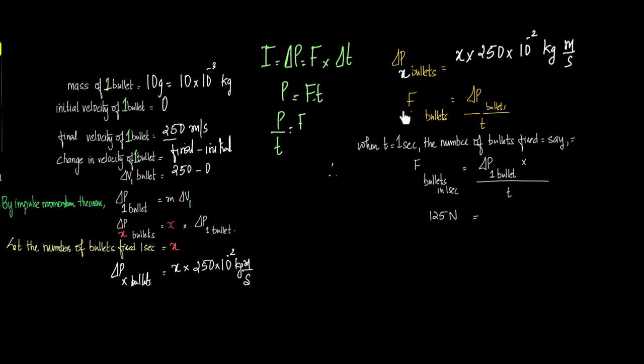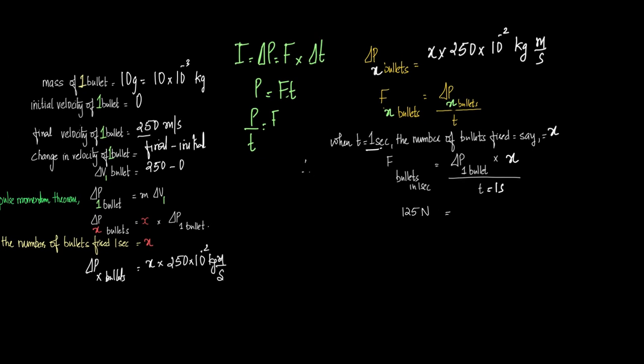So instead of F of bullets, F of x bullets, instead of p of x bullets, now we have F of x bullets is equal to delta p of x bullets by t. And what is the time here? The time here is 1 second. So if the number of bullets fired is x, then F of bullets in 1 second will be equal to delta p of one bullet into x, the whole upon t. And t is equal to 1 second.